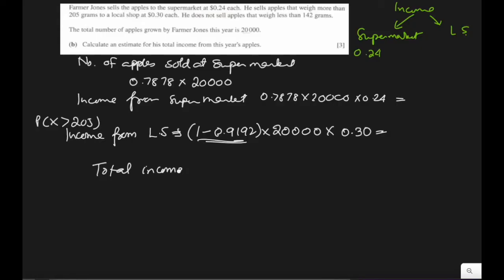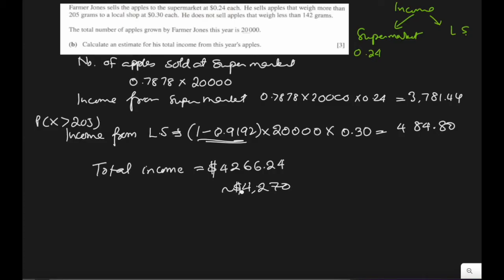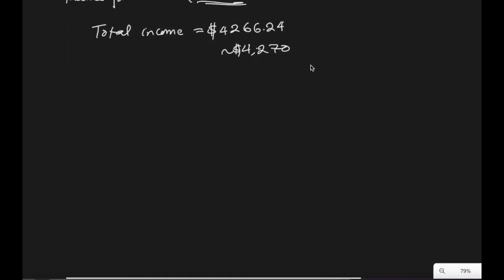Let me do this. You can do it yourself also. So what I got for this is 3,781.44. And here 484.80, and if we add both of them, 4266.24, and if you want to round it off again to three significant figures, it will be $4,270. Moving on to the C part.